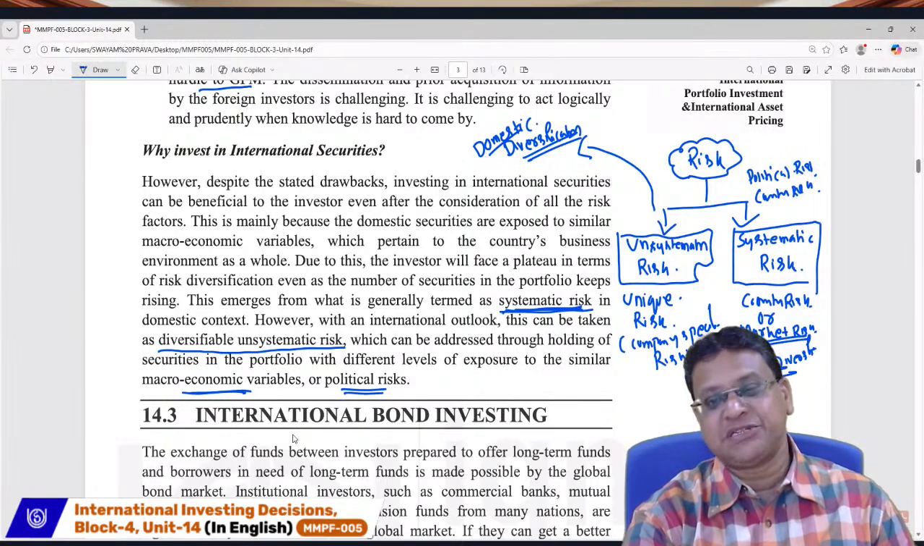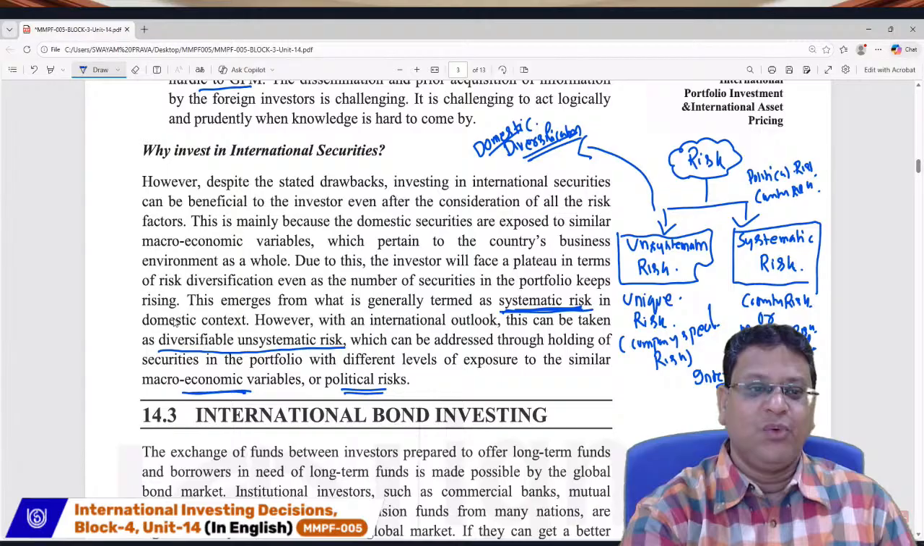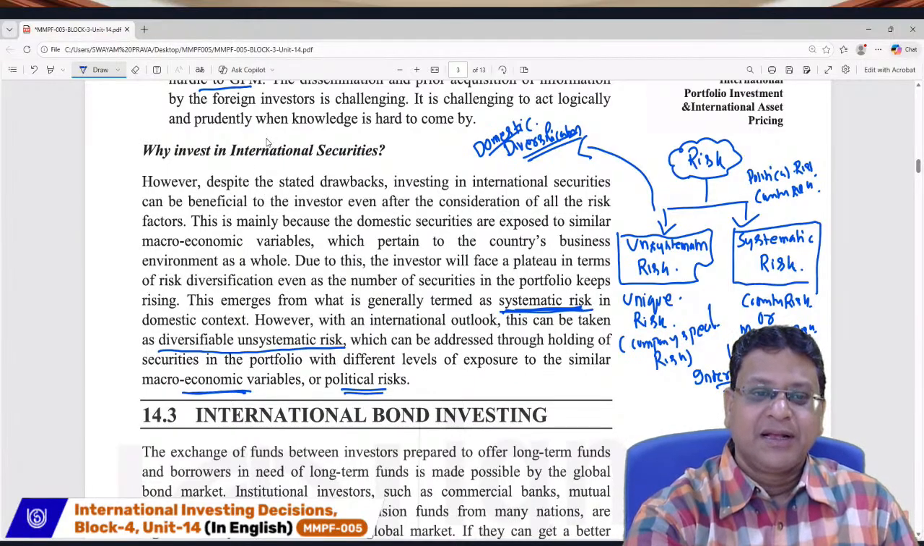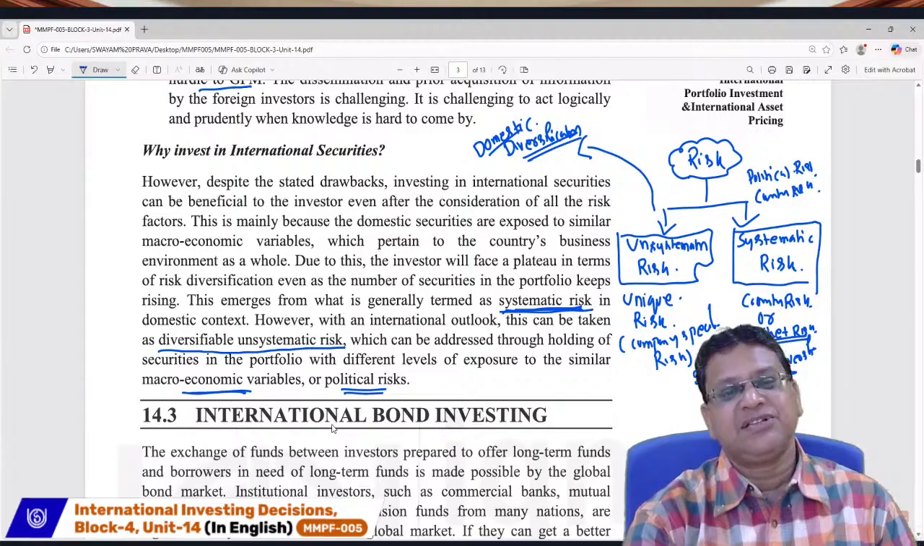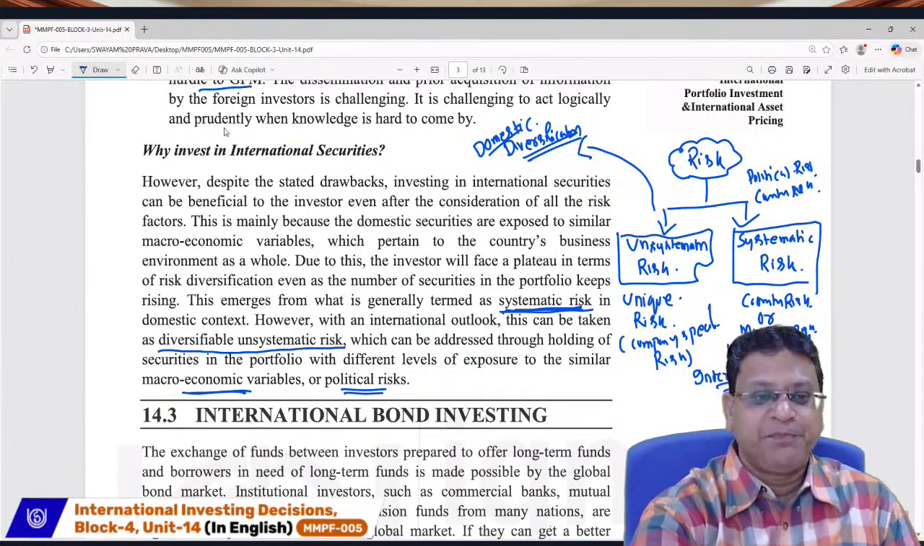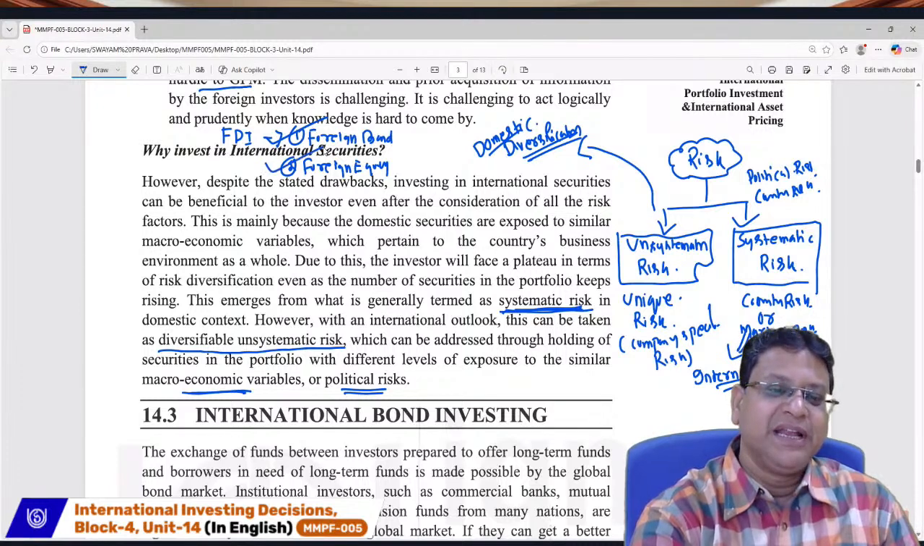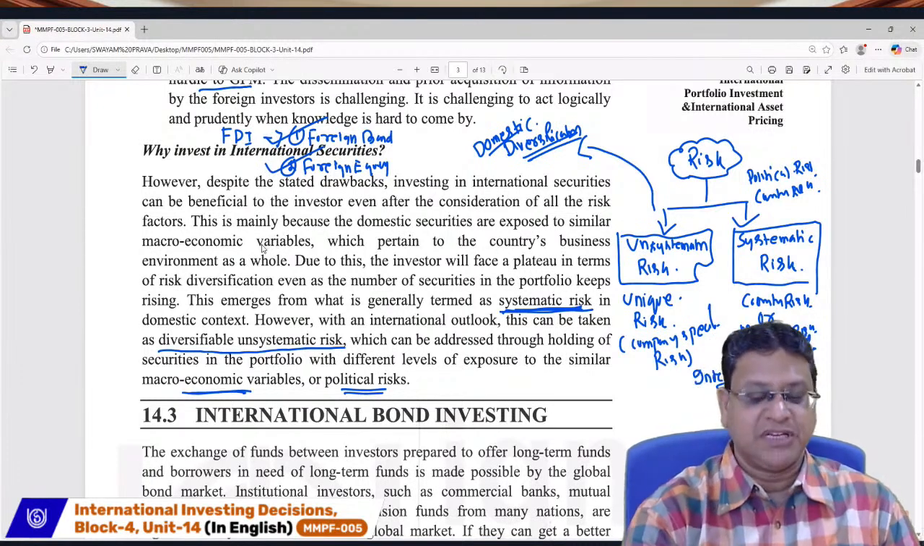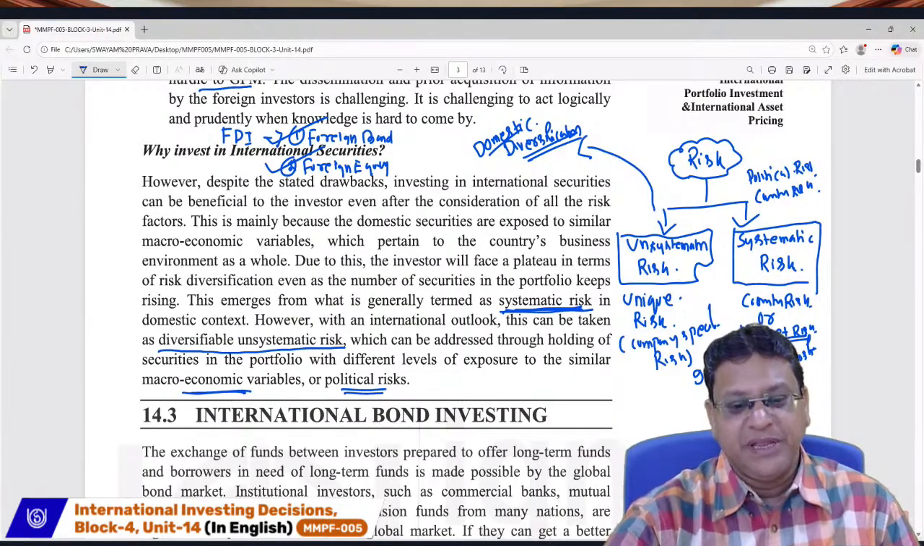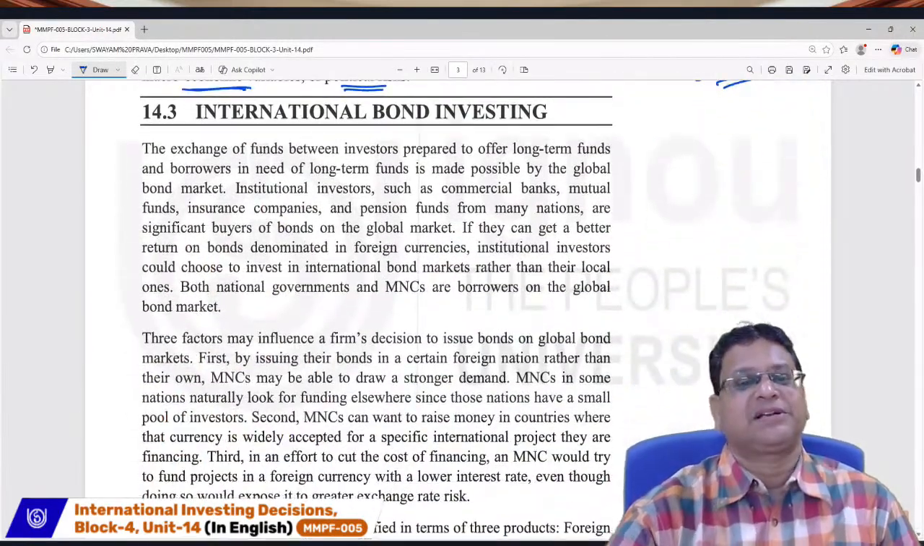Foreign portfolio investment may be in two ways. One is foreign credit bond investment, another is foreign equity investment. So FPI may be of two types. First one is foreign bond investment. Second may be foreign equity investment. First we will discuss international bond investment. Next we will discuss international equity investment. So first our discussion will be international bond investment.